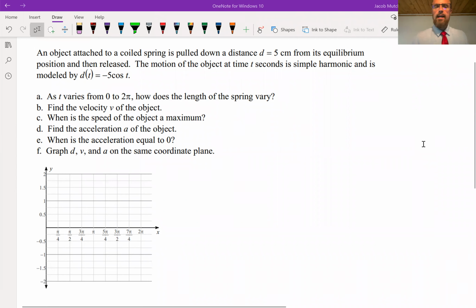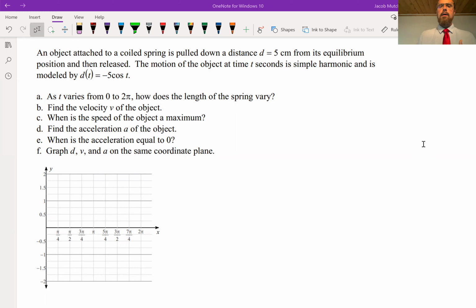It's an object attached to a coiled spring, and it is pulled down a distance d, 5 centimeters from its equilibrium position, and then released. So you can imagine if I had a spring and had an object hanging at the bottom of the spring and I extended it and let it go, it would return to its equilibrium, bounce up, bounce down, bounce up, bounce down, bounce up. And that's this motion that we call simple harmonic motion.